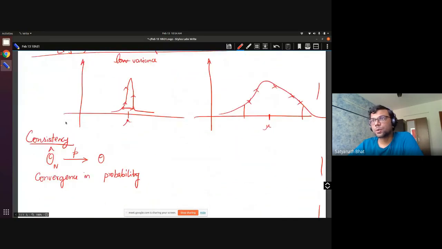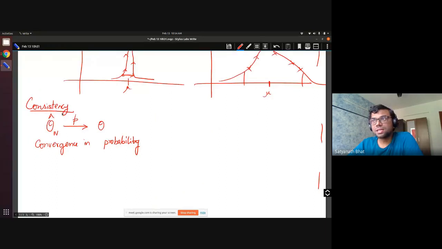What is consistency saying? That it's not just low variance, but the error is also going to 0. As n becomes larger and larger, this goes to the true probability. So there is a difference: unbiasedness and consistency are different properties. Something may be unbiased, but even as n tends to infinity, it may not go to theta.